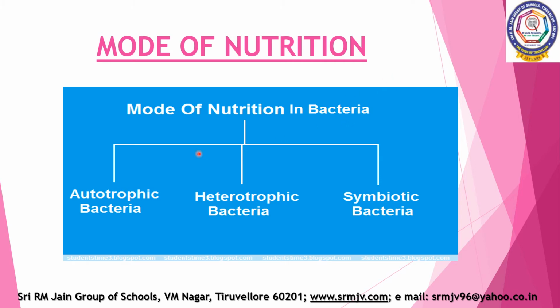There are three modes of nutrition. One is autotrophic bacteria, and the other one is heterotrophic bacteria, and the third one is symbiotic bacteria. Autotrophic bacteria can prepare their own food from the outside sources of energy, whereas heterotrophic bacteria cannot prepare their own food but depend on another organism for food. Symbiotic bacteria are the bacteria living in association with another organism or each other.